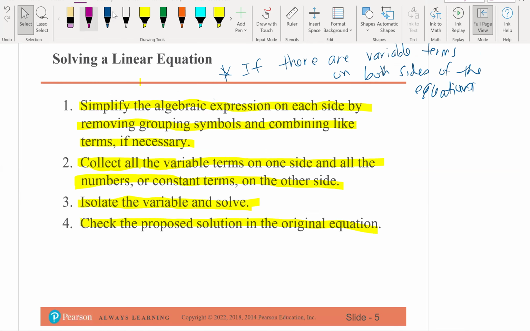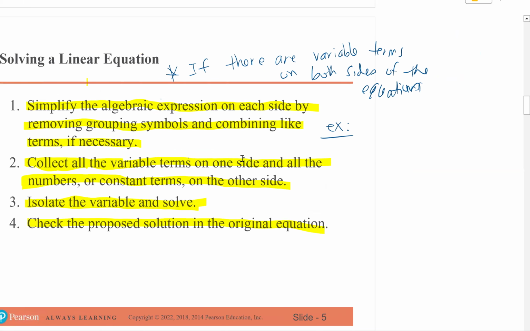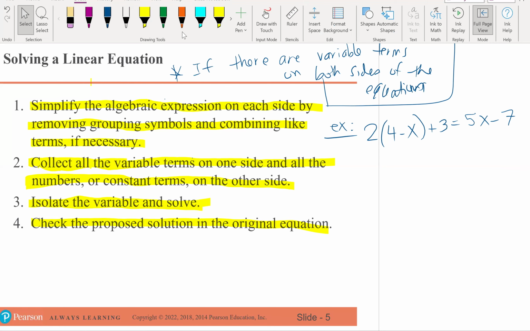It looks like there is no example for some reason, so I'm just going to make one up. The good thing is you could probably just make up whatever you want and it's all good. How about if I had like 2 times 4 minus x plus 3 equals 5x minus 7? Sure, let's solve that guy. He looks cute. How about first step, simplify algebraic expressions on each side by removing grouping symbols, blah, blah, blah. All right. Let's go for it.